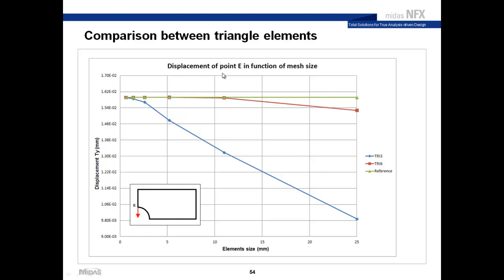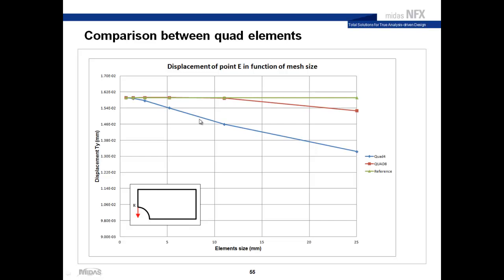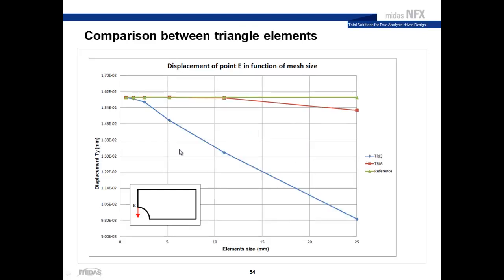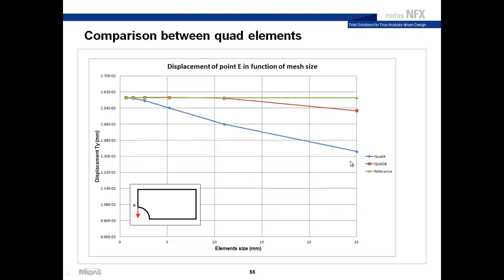So this is the displacement of the point E of my plate. You see, for the triangle at three nodes, the convergence is quite slow, so you have to use very small mesh size. But for the second order triangle, the convergence is very fast. So this is why it's always better to use second order triangle elements. Now I have done the same analysis for quad elements. So quad elements here, you see the convergence for four nodes quad is better than three nodes tetra elements. So if you have to choose between quad elements and triangle elements, always prefer the quad elements if it's possible to use them.